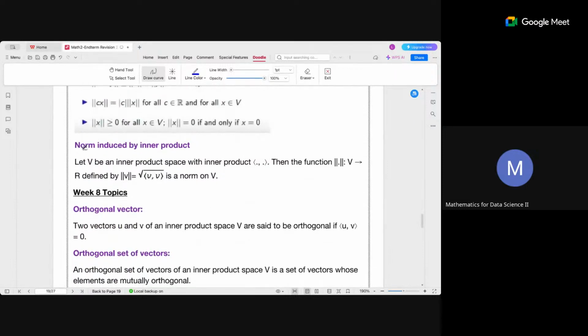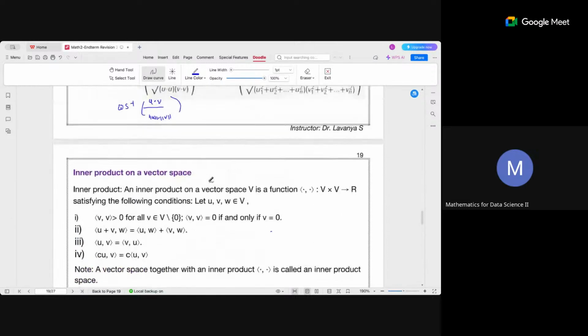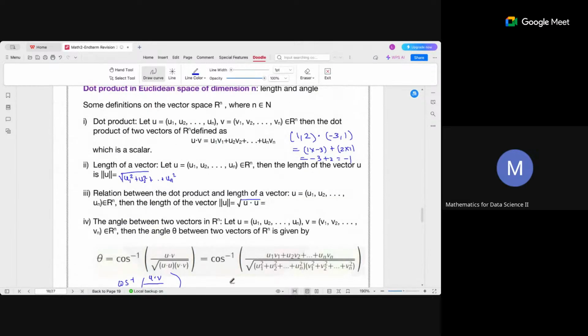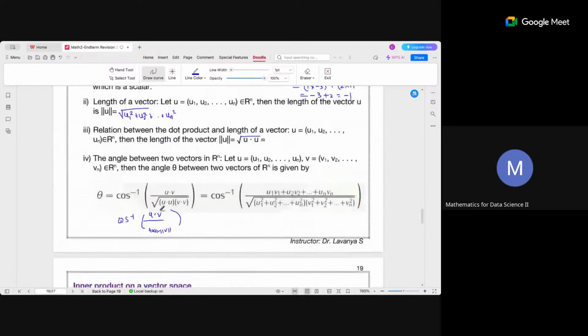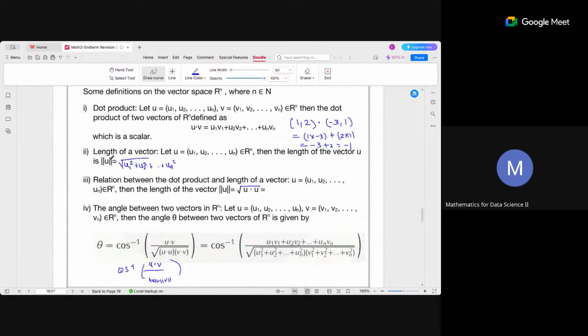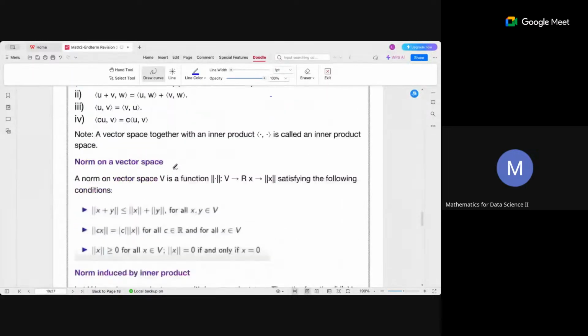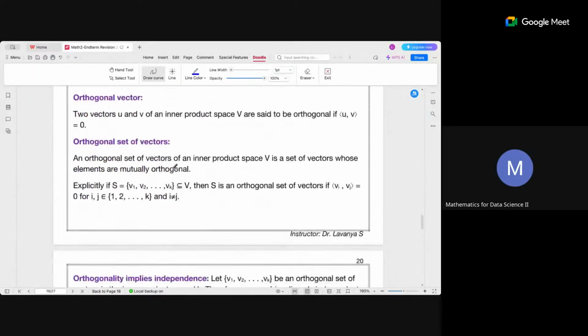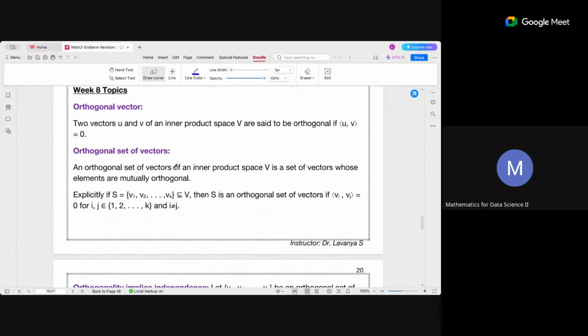And how do we induce a norm from an inner product? Whatever the inner product given, you define the norm of V to be the square root of the inner product of V comma V. That gives a norm on V. So you can see that the dot product is an inner product, and the length of a vector defined in this way is a norm.